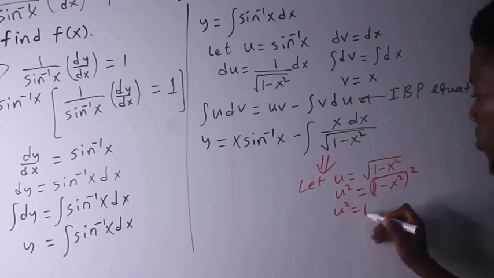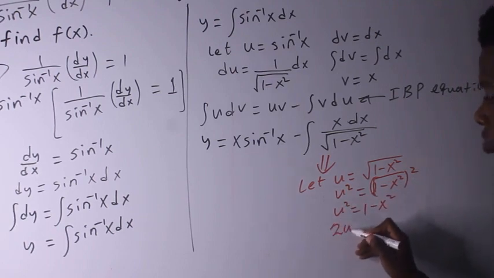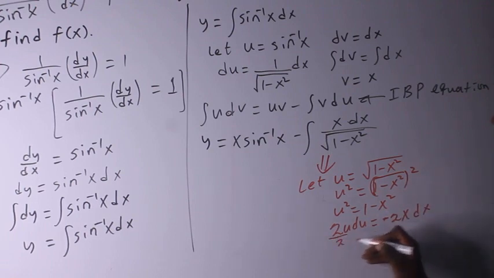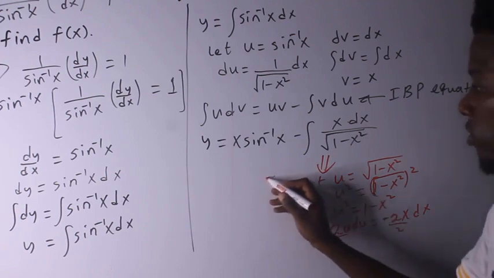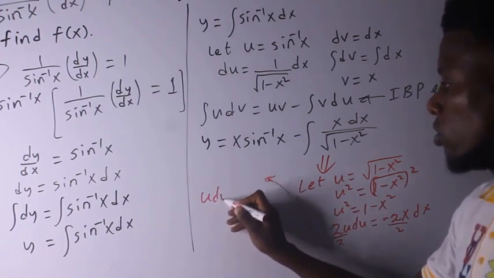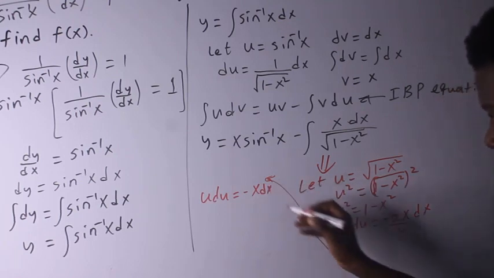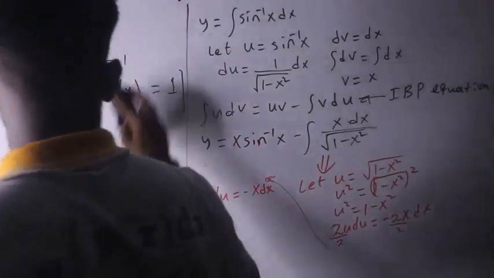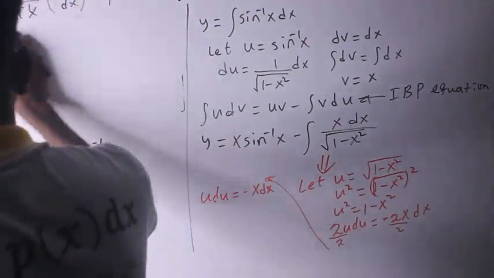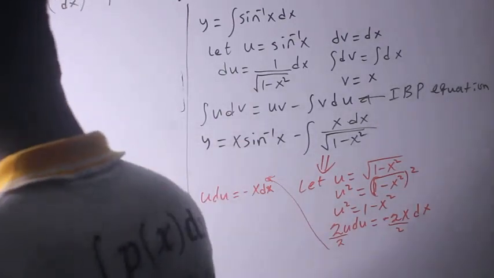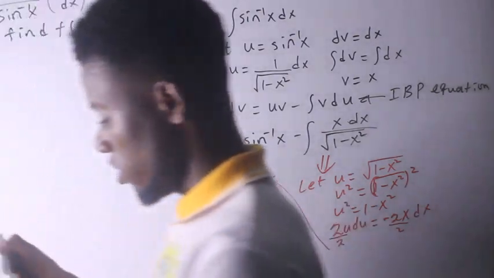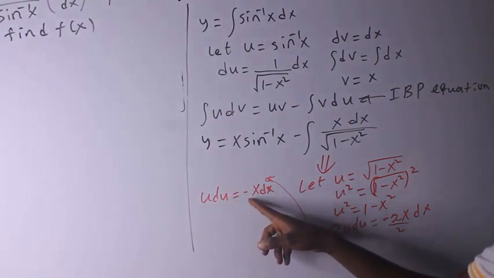So u squared is equal to 1 minus x squared. Differentiate: 2u du is equal to minus 2x dx. The derivative of 1 is 0. The derivative of negative x squared is minus 2x dx. So we can divide both sides by 2. So what do we have? We have u du is equal to minus x dx. Great. So we want to evaluate this, so let's move to this side and then evaluate that. That's what we should do.